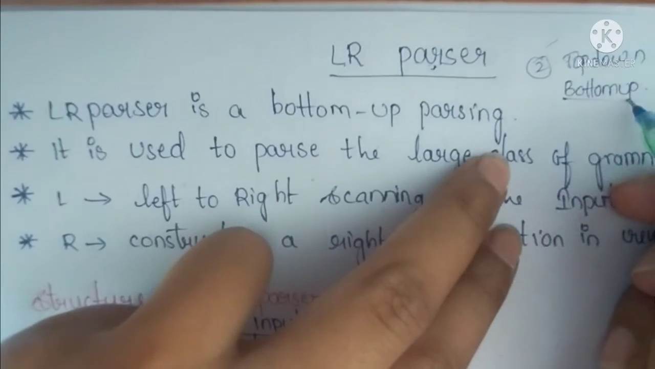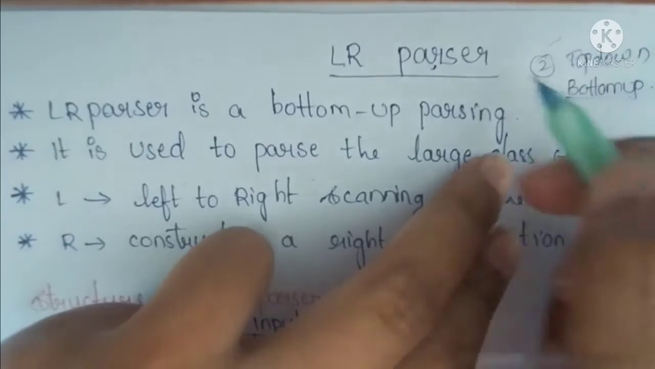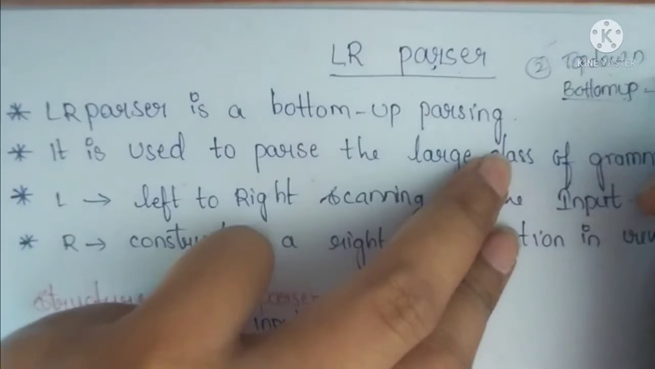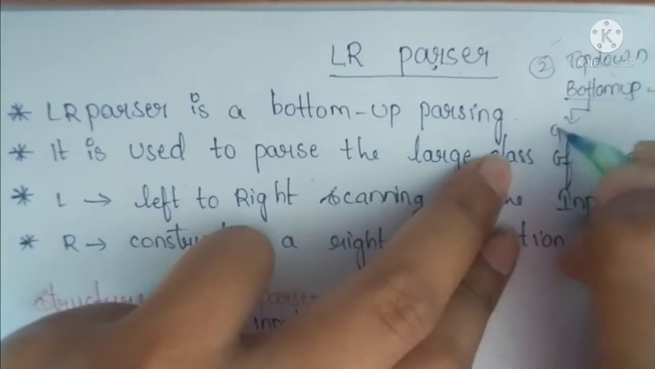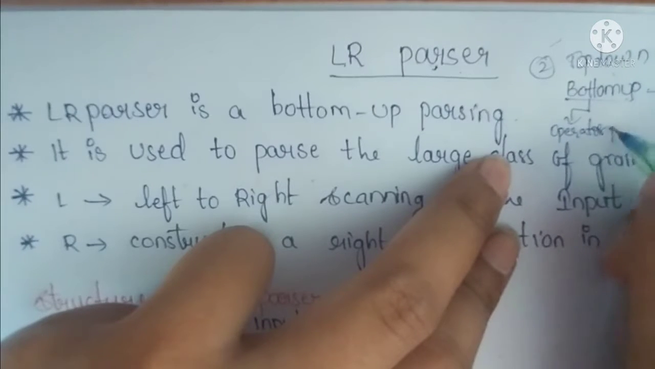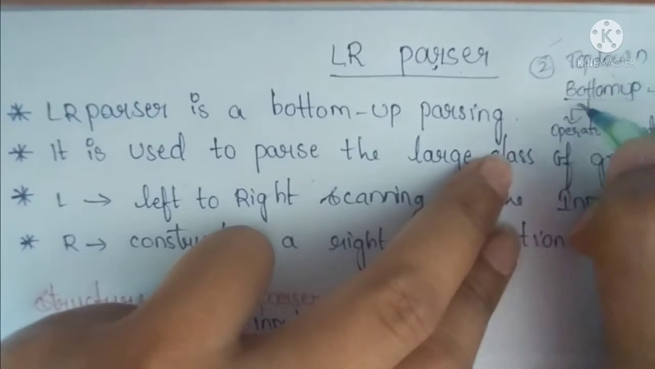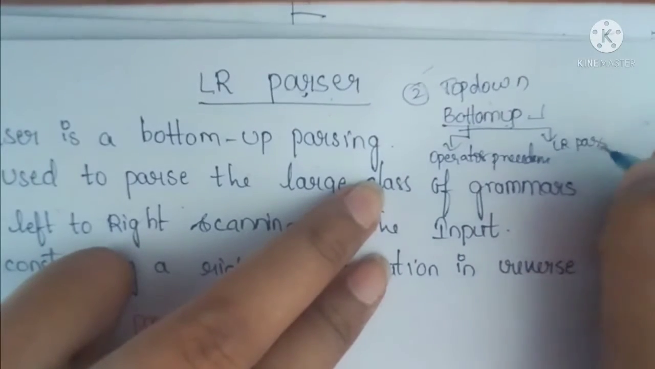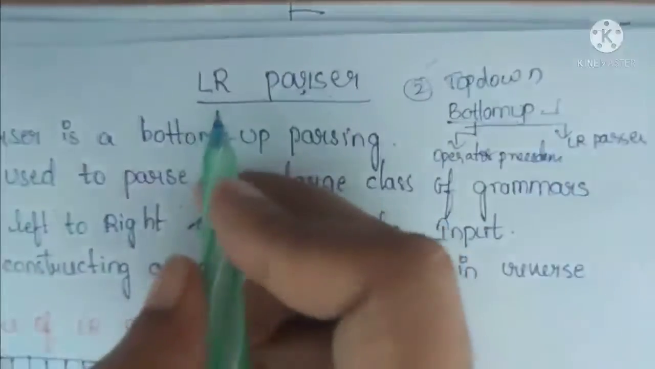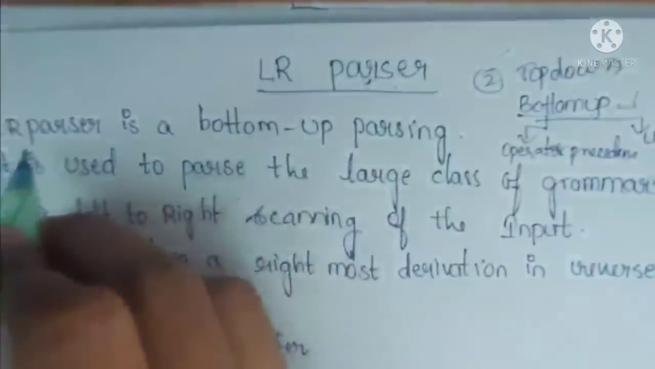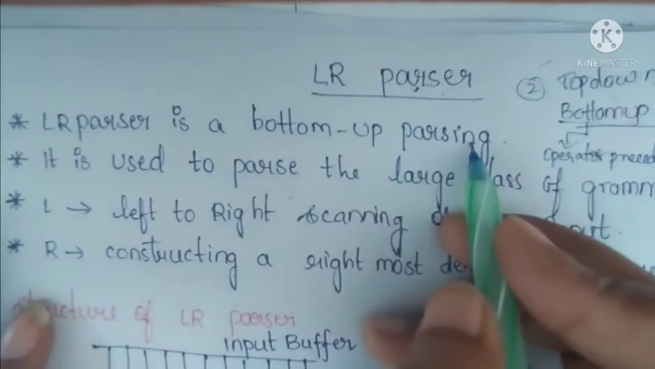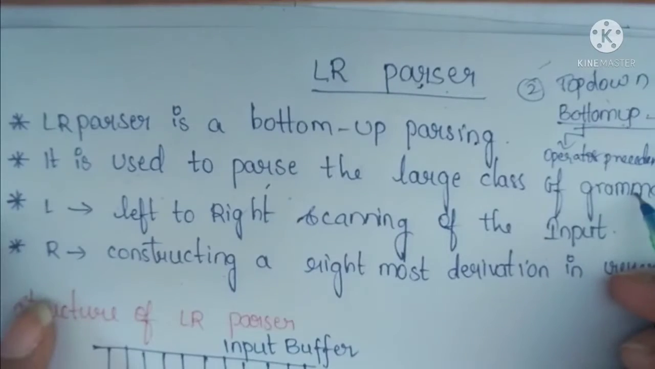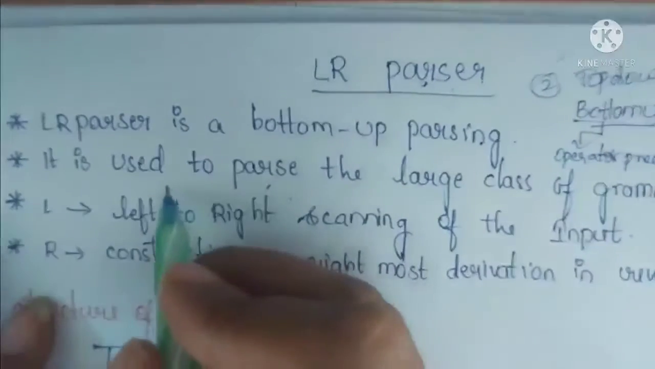In the bottom up parser we have two types. The first one is operator precedence, and the second type is the LR parser. So today we are going to discuss what is meant by the LR parser. The LR parser is a bottom up parser and it is used to parse a large class of grammars, meaning different types of grammars can be parsed by the LR parser.